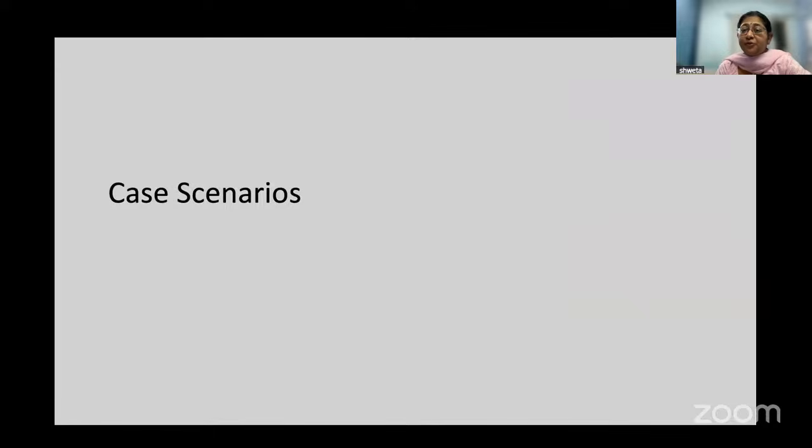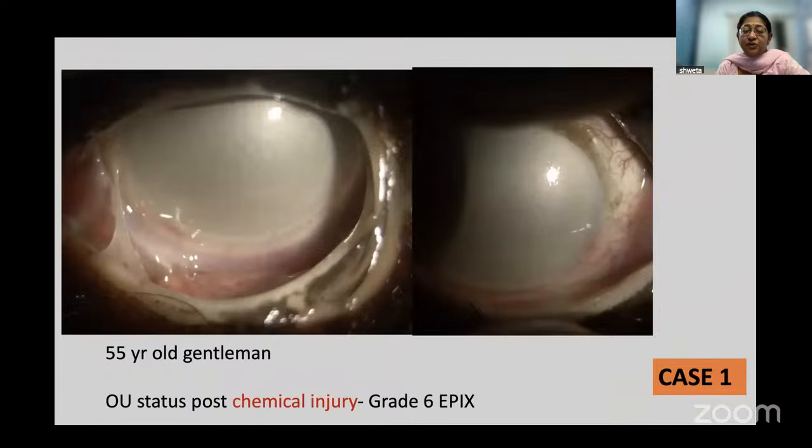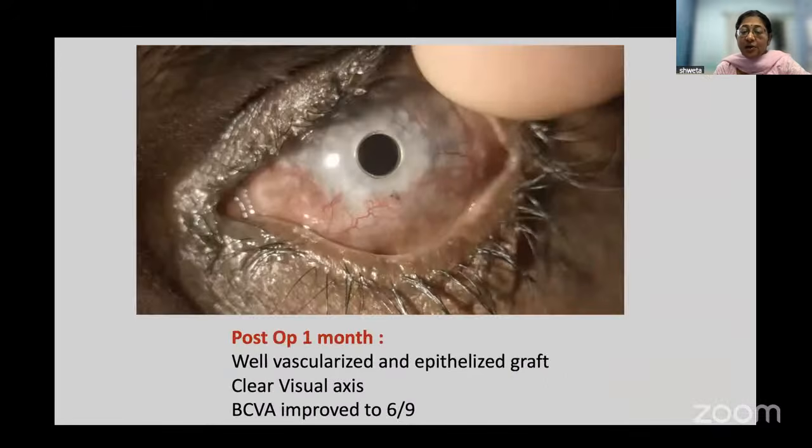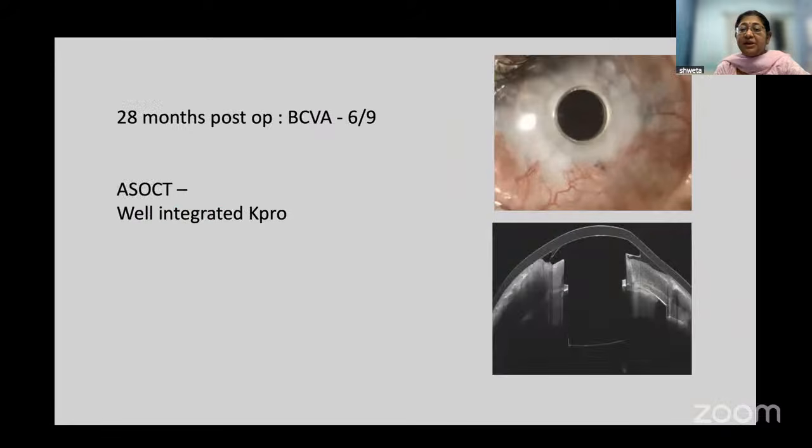Now, let us go through a few case scenarios. This was a 55-year-old gentleman who presented to us following chemical injury grade 6 of the EPICS classification in both eyes. He was managed in the acute stage by tenonplasty and allolimbal epithelial transplant. He also had a perforation in the right eye, so he underwent a tectonic PK with an RD surgery. Once the globe was stabilized, 7 to 8 months later, we planned for the left eye type 1 keratoprosthesis. And this is how he is. Vision improved to 6/9. It's been almost 28 months, and you can see a well-integrated keratoprosthesis on an ASOCT.